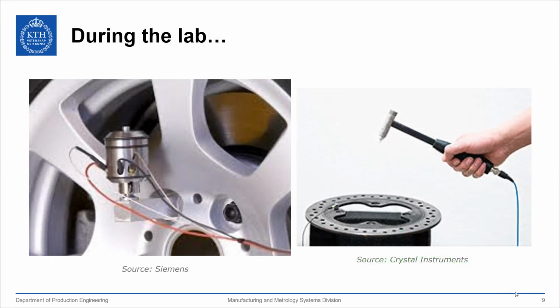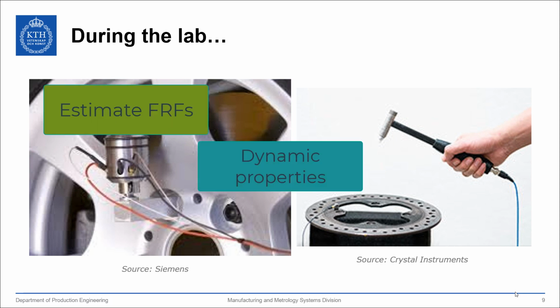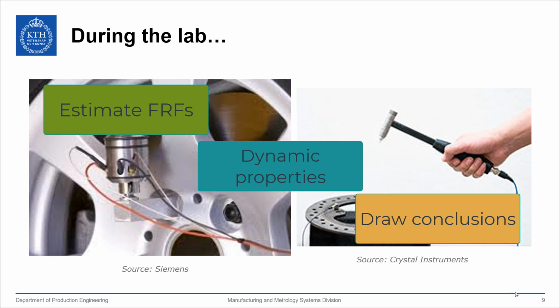During the laboratory, we are going to collect measurement data from the input force, which will be given either by the impact hammer or the shaker, and the output response, which could be either acceleration or velocity collected with a laser scanner, vibrometer, or accelerometers. Then, we are going to use this data to estimate the FRFs, obtain the dynamic properties of the investigated structure, either a machine tool or an industrial robot, and draw conclusions and recommendations based on this information. As a sneak peek, I will leave you with a short demonstration of how this process looks.